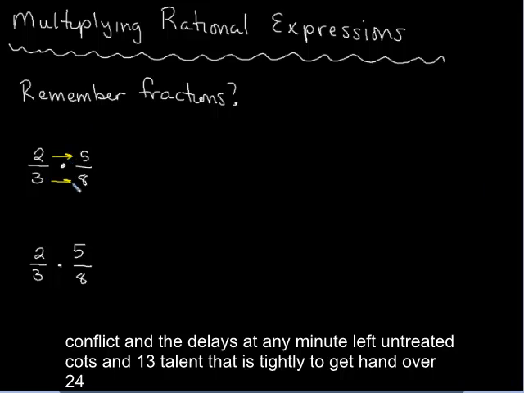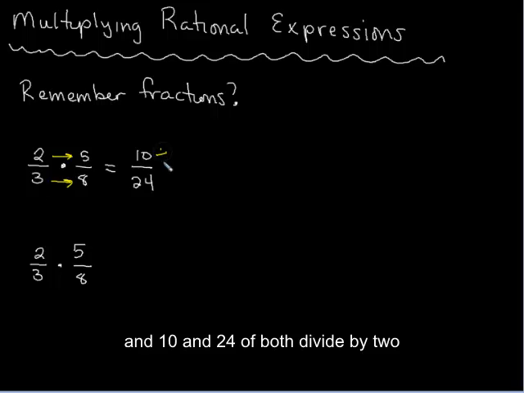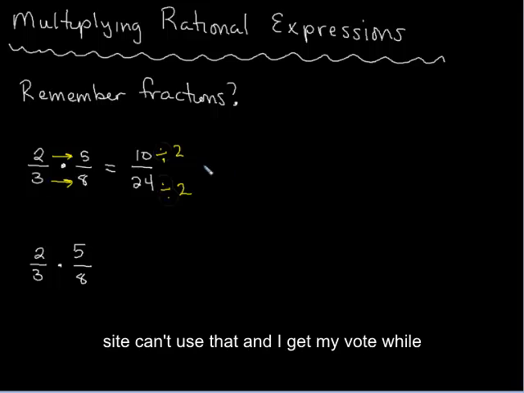Same idea though, we multiply straight across, and instead of getting 10 over 30 this time, we're gonna get 10 over 24. And 10 and 24 will both divide by 2. So I can reduce that and I get 5 over 12.